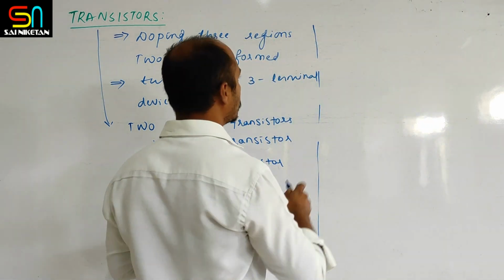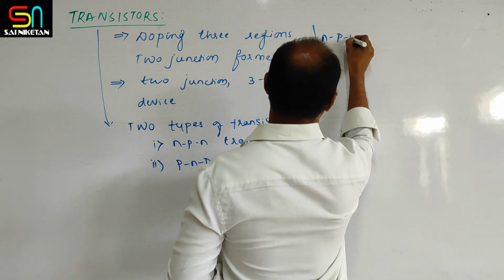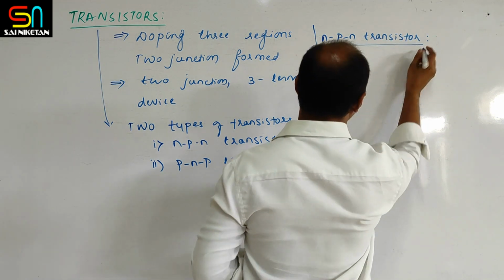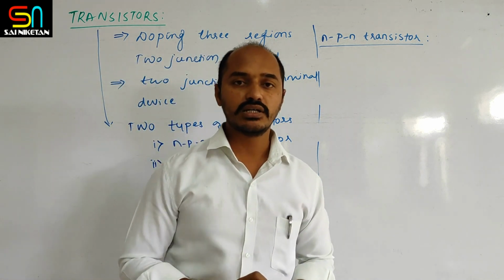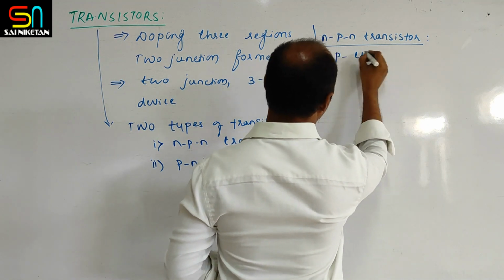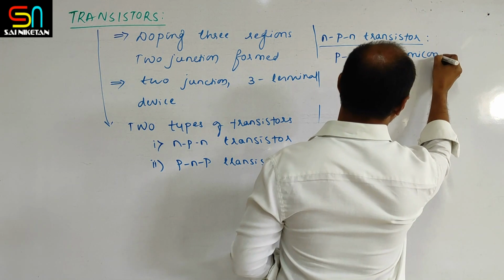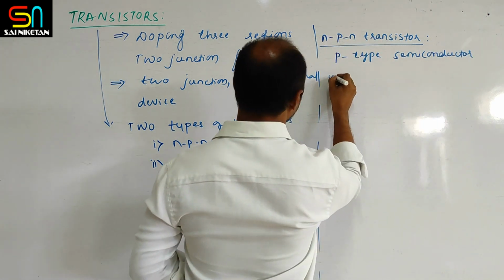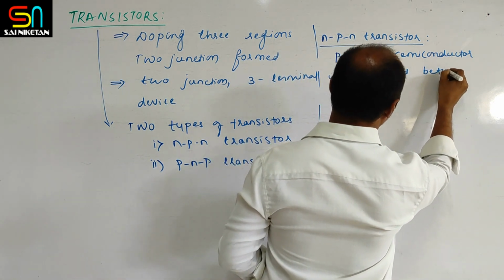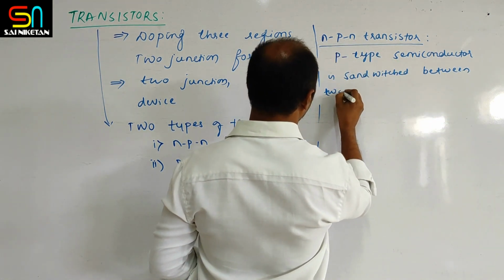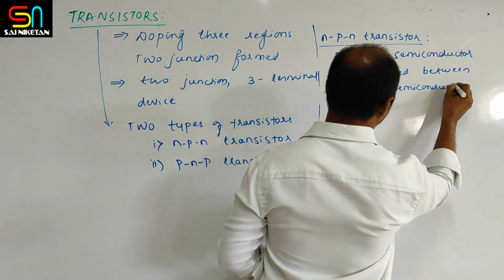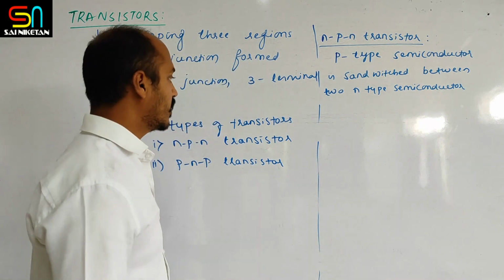So let me write it first. NPN transistor. In an NPN transistor, a P-type semiconductor is sandwiched between two N-type semiconductors. And what is a PNP transistor?